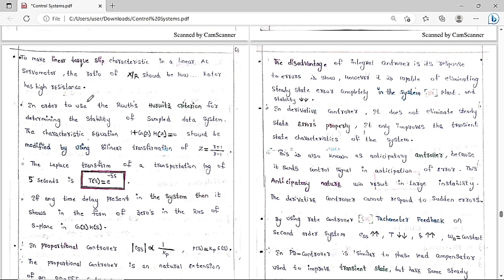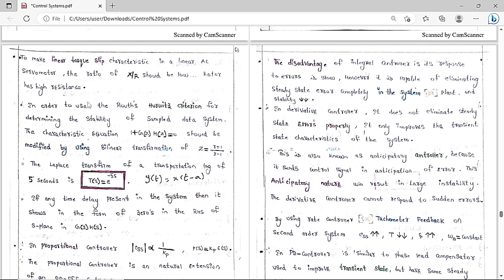The next point is, the Laplace transform of a transportation lag of 5 seconds is T(s) equal to e to the power of minus 5s. Suppose you have an output y(t) equal to x(t minus a). This output is the delay of the input by a seconds. And what is the transfer function?